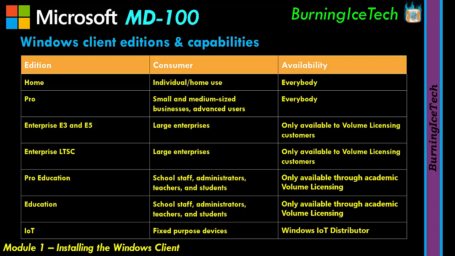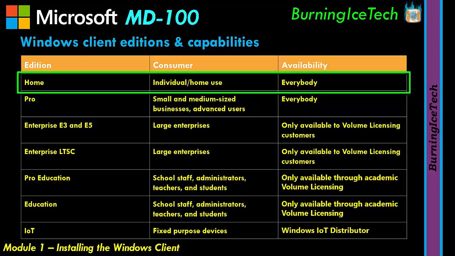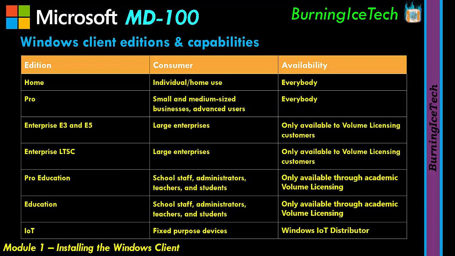If you look at the top of this list, we have Home Edition. This is pretty much one of the cheapest editions of Windows you can buy, and also pretty much one of the ones with the least amount of features and functionality. This is not always a bad thing though.